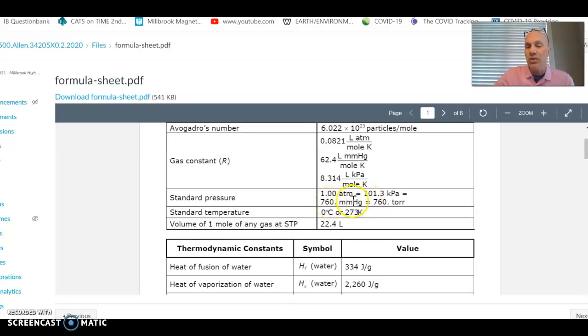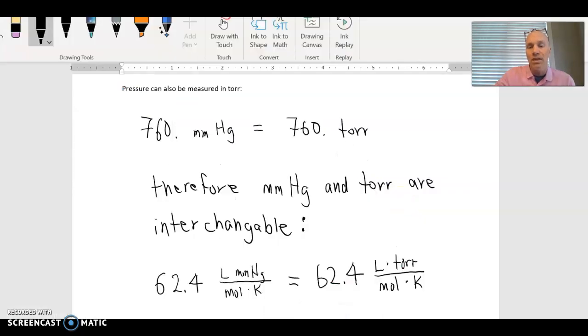So what is a torr? You can see that 760. millimeters of mercury is equal to 760. torr. So what this means is that essentially a torr is the exact same unit as a millimeter of mercury. In my opinion, it's not all that necessary that we have to deal with both of these in this class, but the reality is it's something that you might be expected to do.